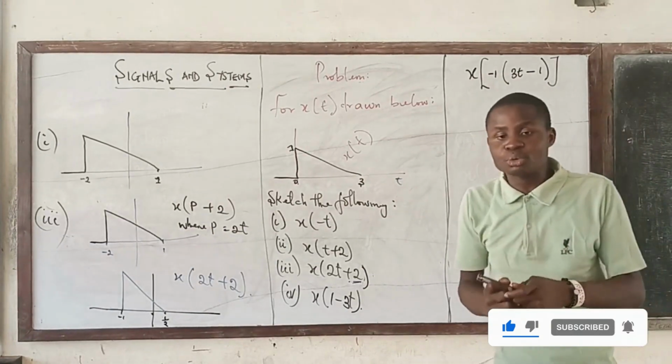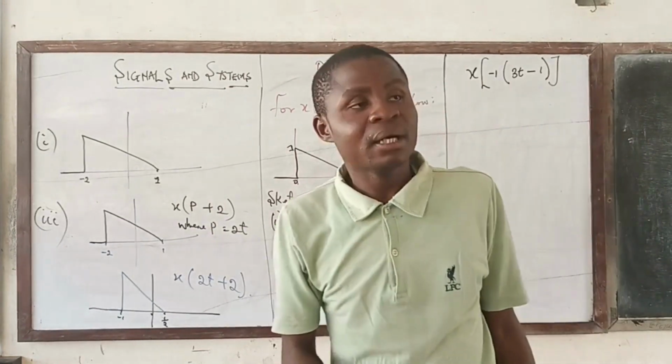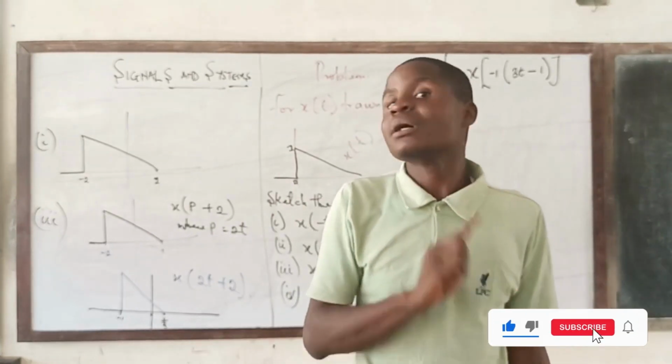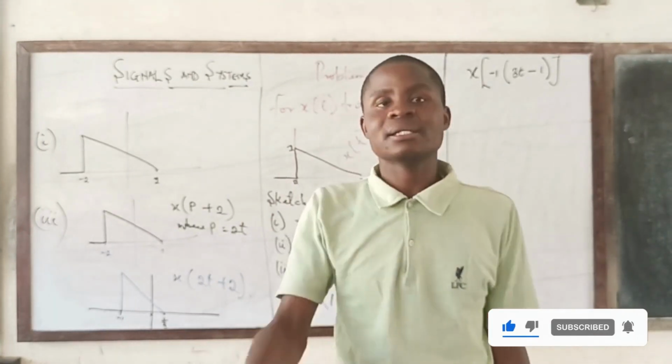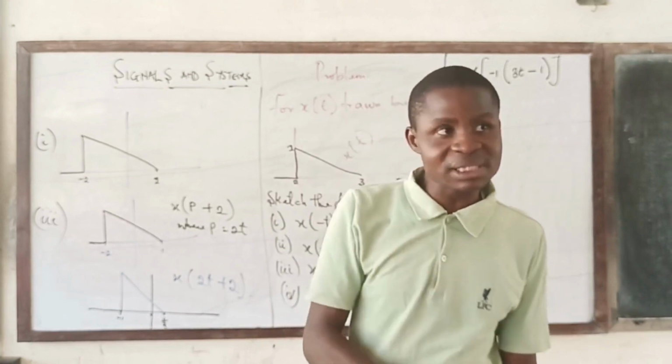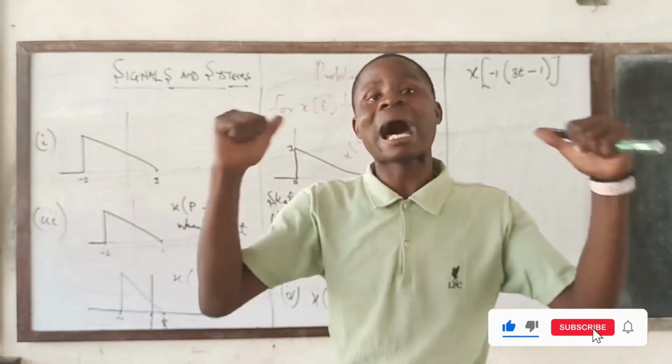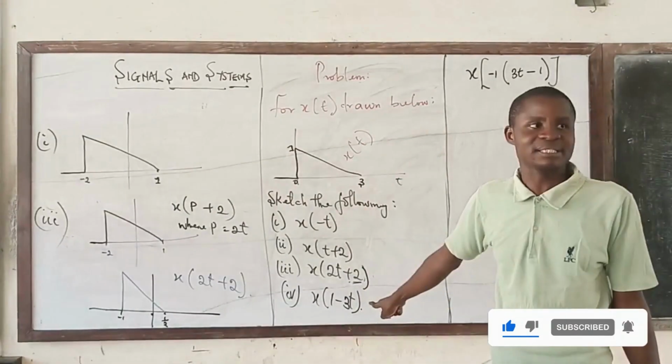I've given you a thumb rule. Whenever you want to draw a signal, what you do first is number 1, flip. As a beginner, you flip first. Then you follow it up by shifting. Then you finally do time scaling, provided those 3 operations are present in that very signal.